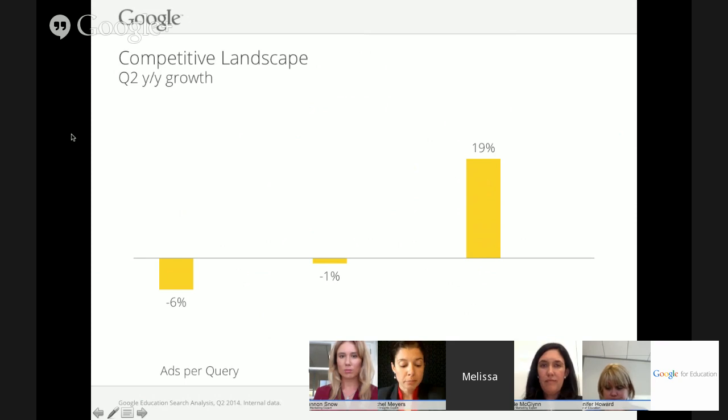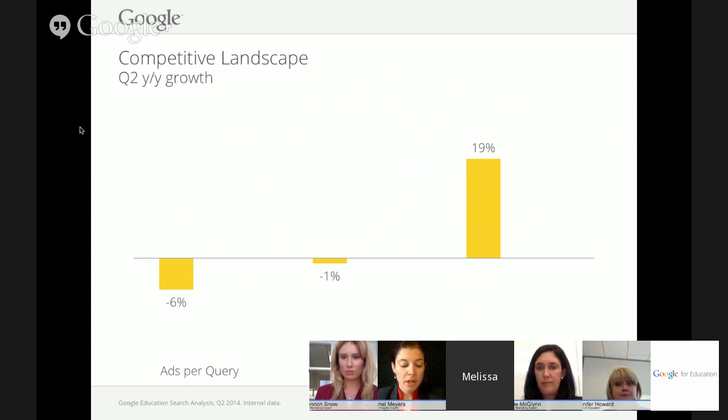In terms of competitiveness of the auction, we saw a decrease in the number of ads per query, so that's that first bar, on Google.com. It was down by 6%. With a less cluttered ad space, competition to capture clicks was certainly less challenging than in previous quarters. Lastly, CPC prices, or cost per click prices, actually decreased by 1% in Q2.